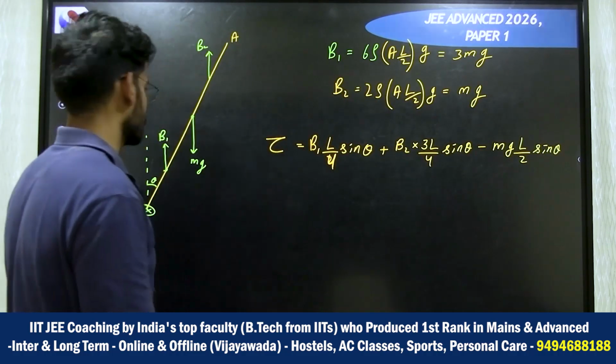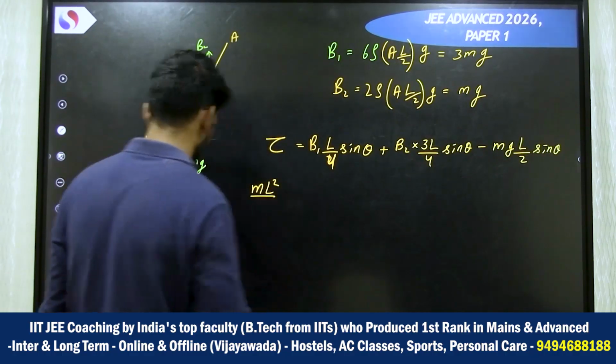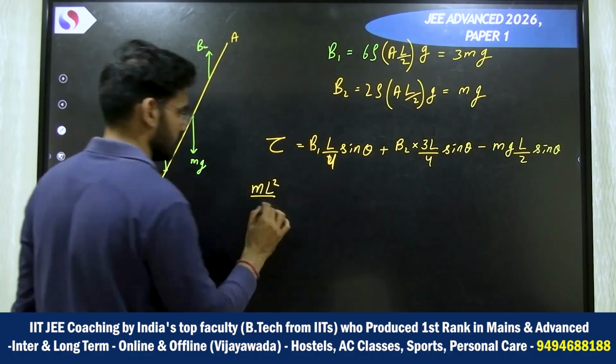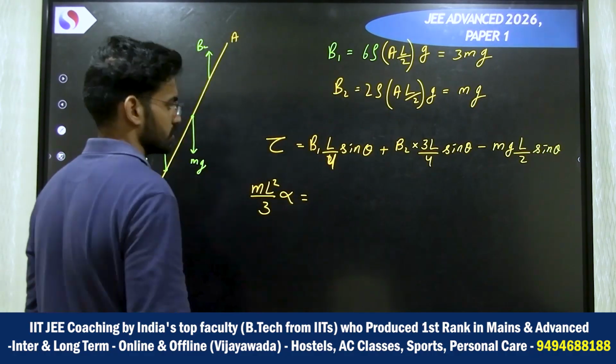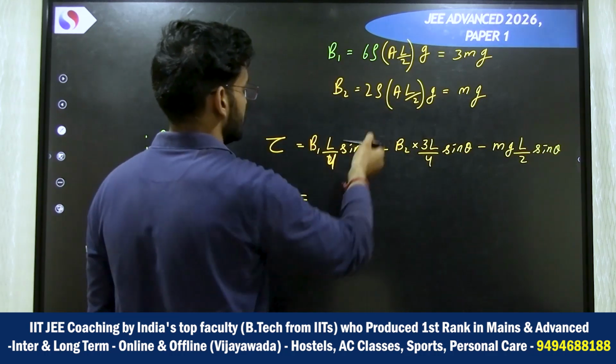Torque equals I alpha, moment of inertia about this hinge point: ML square by 3 into alpha is equal to B1 value. If we see, that's 3 mg, right?